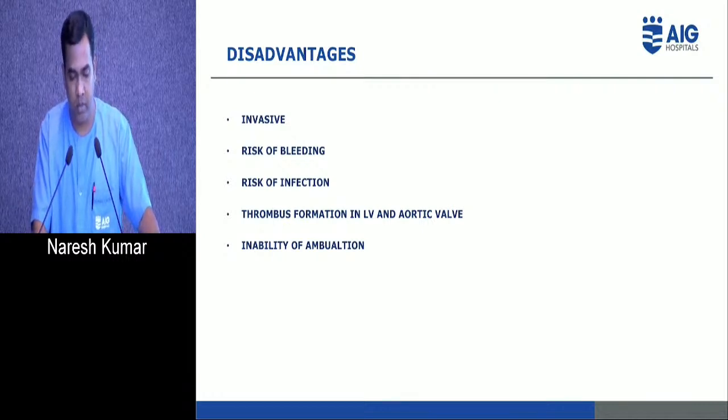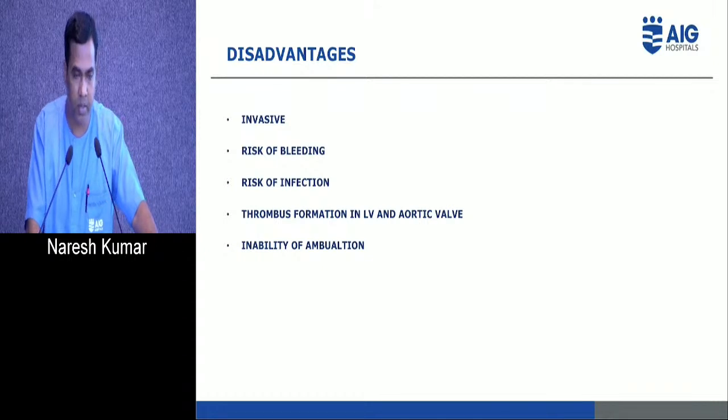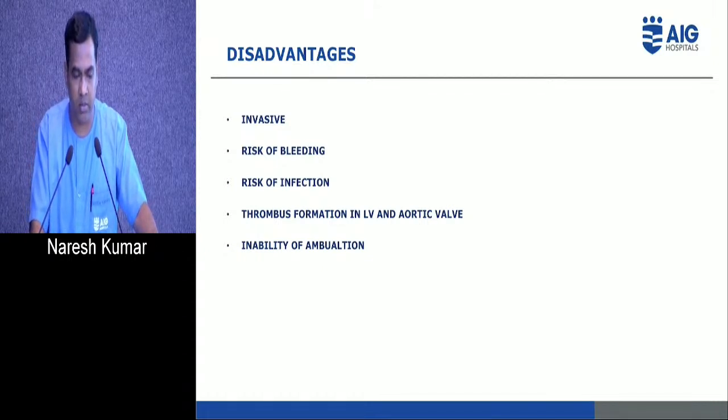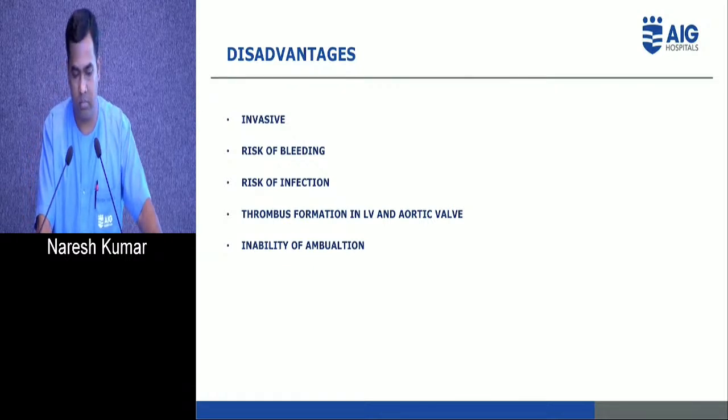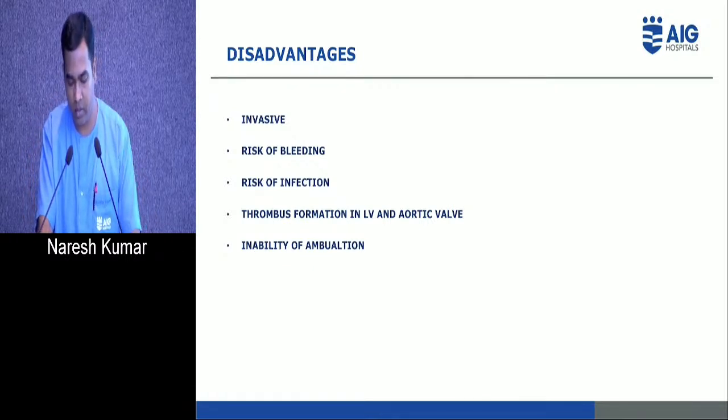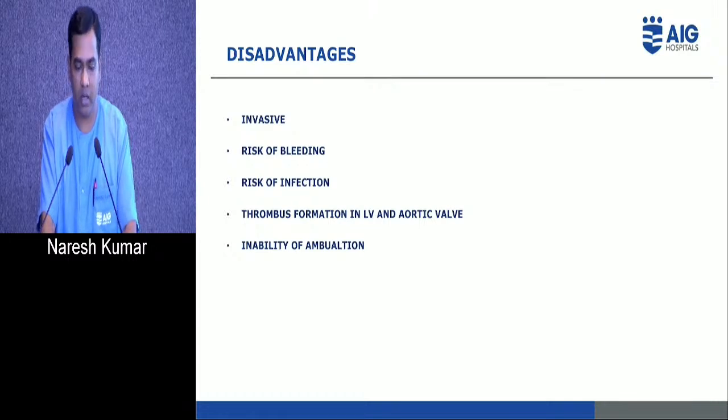And one more disadvantage is inability. We will not be able to ambulate the patient with central ECMO because of the direct cannulas in the heart, close to the heart. So, saying all this, if you look at these disadvantages, we should be very careful in selecting a patient for considering a central ECMO, especially a non-cardiac patient in cardiogenic shock when they present to the hospital with indications. So we should be very cautious in selecting.